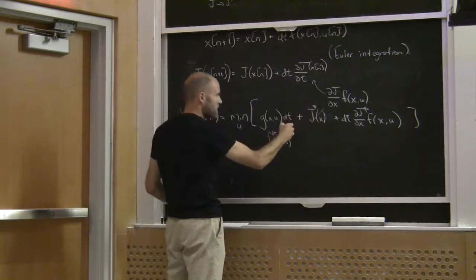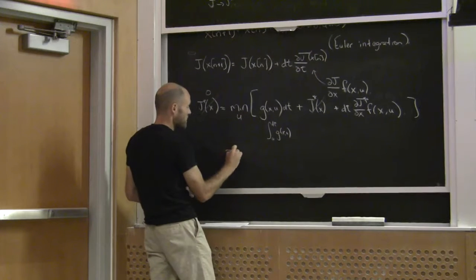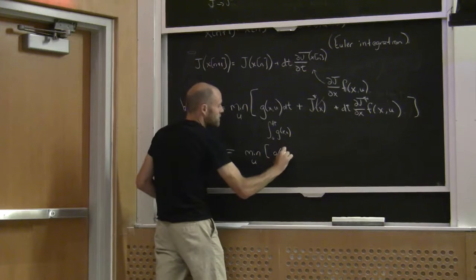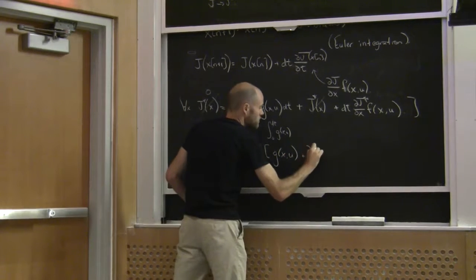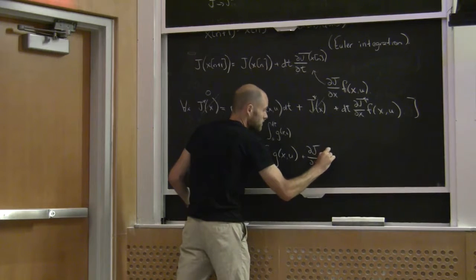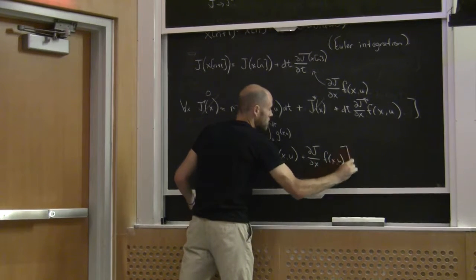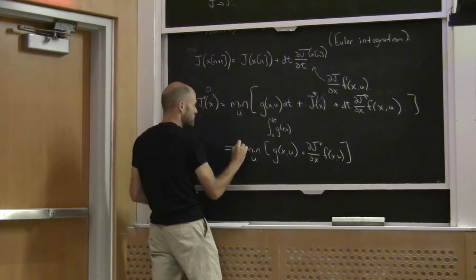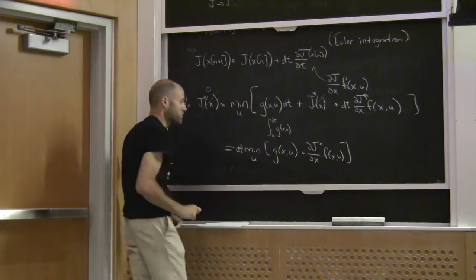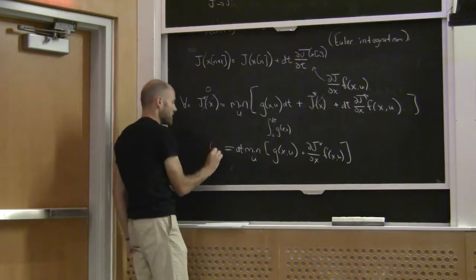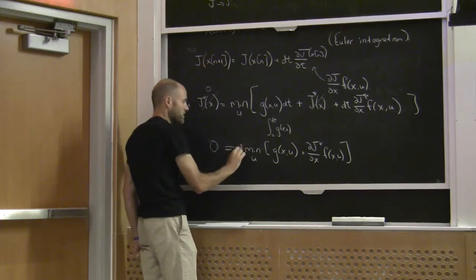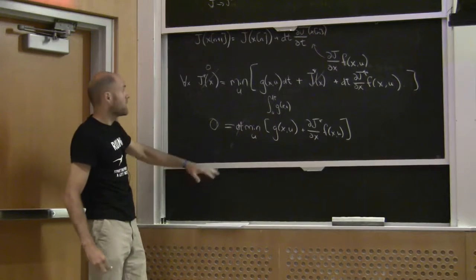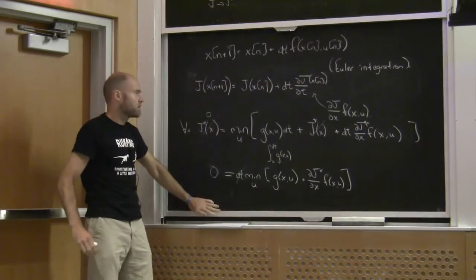And then the same thing, I could actually just as well write it as min over u of g(x,u) plus partial j partial x times f(x,u), and take my dt and put it on the outside. I could do the minimization beforehand, and since the dt doesn't depend on u, I can pull that outside. And since that depended on dt going to 0, I can just take the limit as dt goes to 0, get rid of my dt. And that's my Bellman equation, okay?